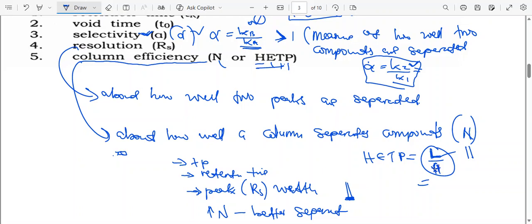So we need a big column length so that the separation can happen, and a smaller H so that we can have better efficiency. Efficiency is about how possible it is to do the work at the right time. That's what we call efficiency. Okay, that is it. Let's go to some other aspect.